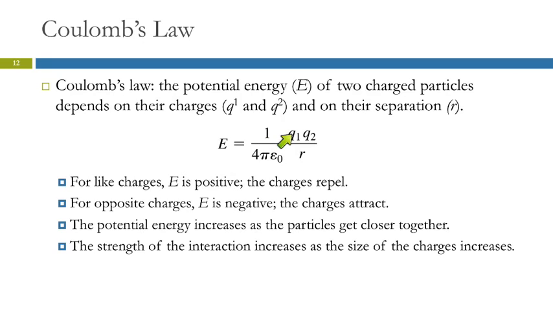If these charges are the same, meaning they're both positive or both negative, then delta E is positive and those charges repel each other. If they're opposite in charge, they attract. So potential energy is going to increase as the particles get closer together. The amount of repulsion gets stronger, or the amount of attraction gets stronger. Does that make sense? You do not need to know this 1/4 pi epsilon naught. That's just a constant.